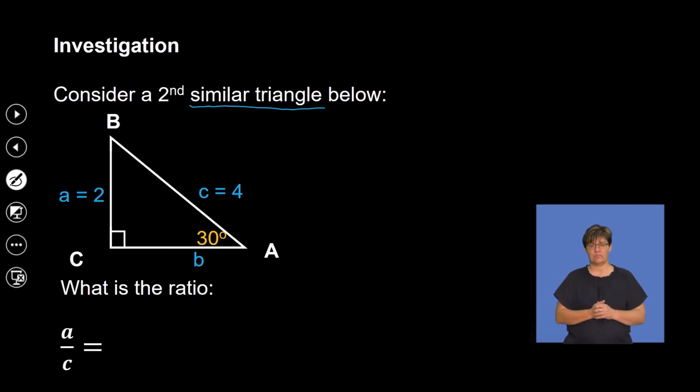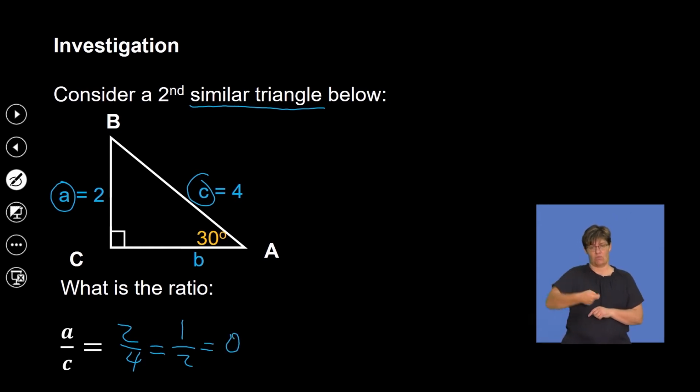Now, with this one, our ratio is still A over C, so we're not looking at what B is for now. We're only focusing on side A and side C. So A over C will be 2 over 4, which is the same as 1 over 2, which is the same as 0.5. If we look at the previous slide, we saw that our ratio was 1 over 2. Even here, our ratio is still 1 over 2. Why? Because these are similar triangles and not just any triangles.